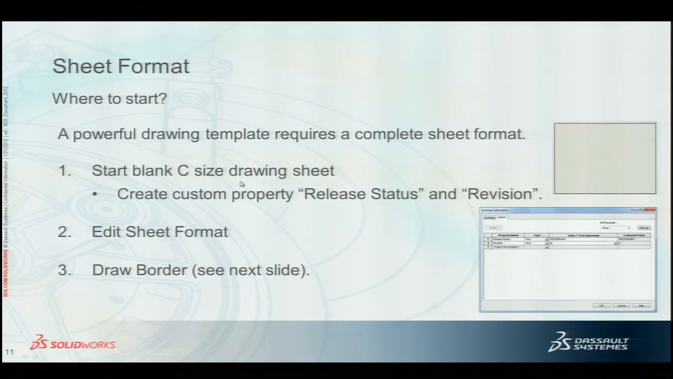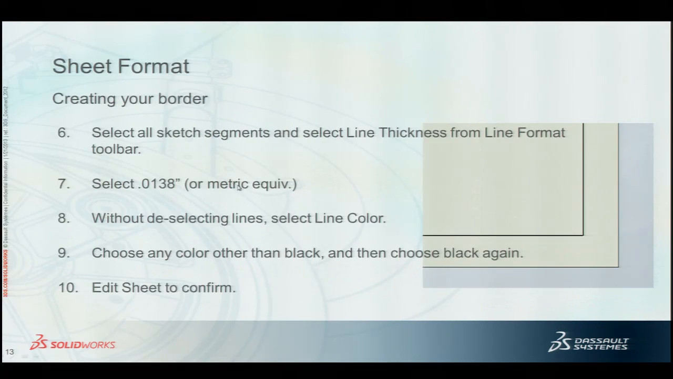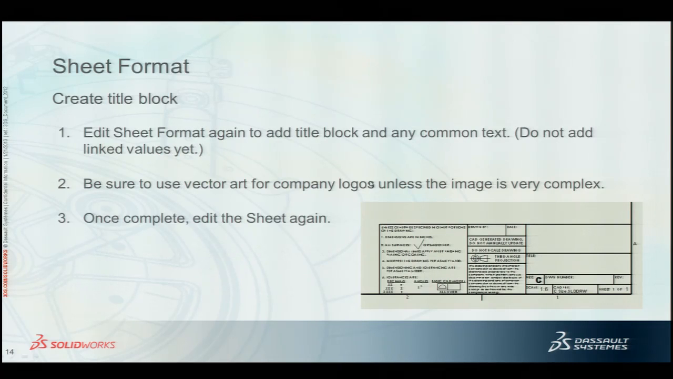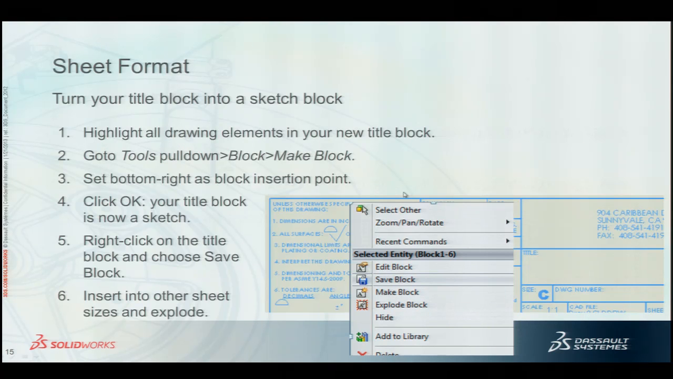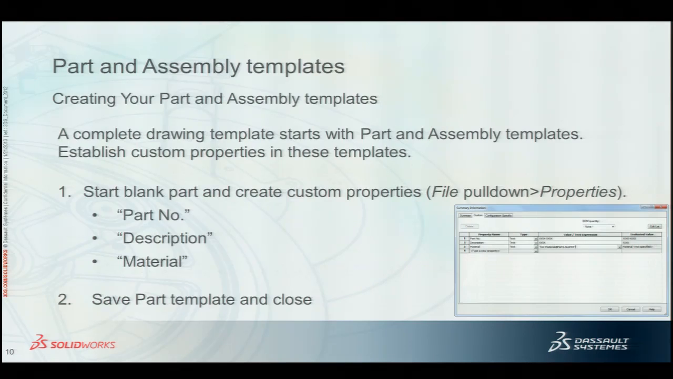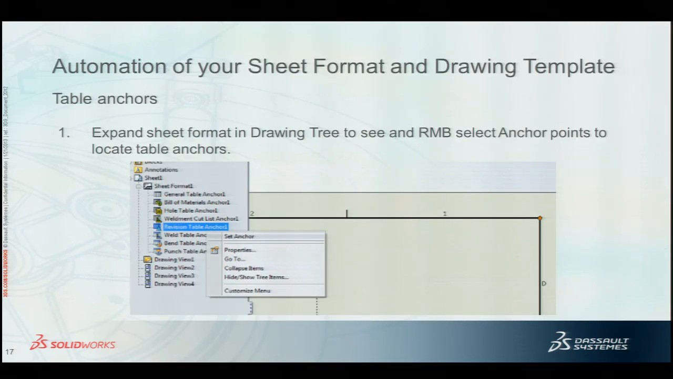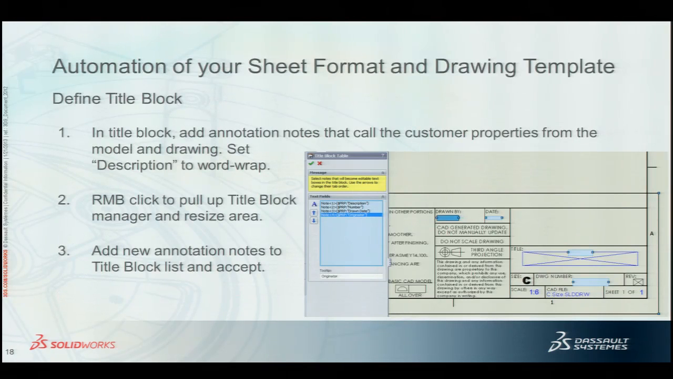Okay. So we drew the title border. Thicknesses, okay. Mentioned the fact that you want to use vector art if you possibly can. And what we're going to do right now is we're going to add in some properties to the drawing. I think that's probably the next reasonable step here.